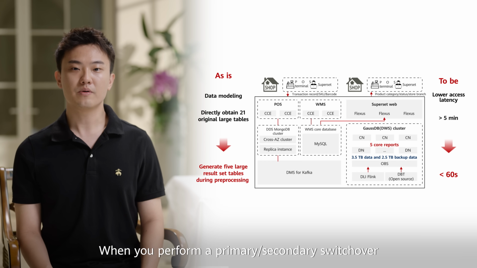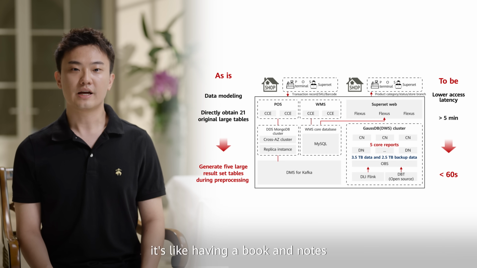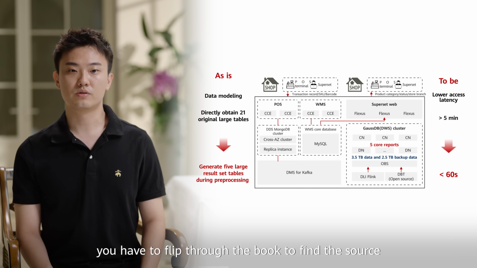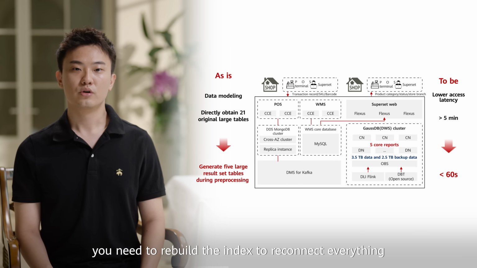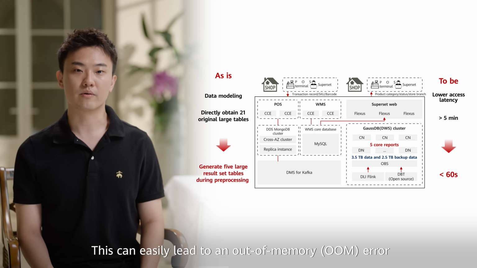When you perform a primary-secondary switchover before creating indexes, it's like having a book and notes that don't match up. Every time you check the notes, you have to flip through the book to find the source. Similarly, every time you query the backup, you need to rebuild the index to reconnect everything. This can easily lead to an out-of-memory error.